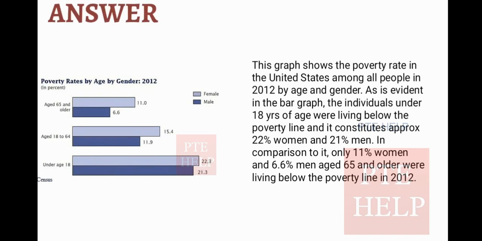This graph shows the poverty rate in the United States, among all people in 2012 by age and gender. As is evident in the bar graph, the individuals under 18 years of age were living below the poverty line, and it constitutes approximately 22% women and 21% men. In comparison to it, only 11% women and 6.6% men aged 65 and older were living below the poverty line in 2012.